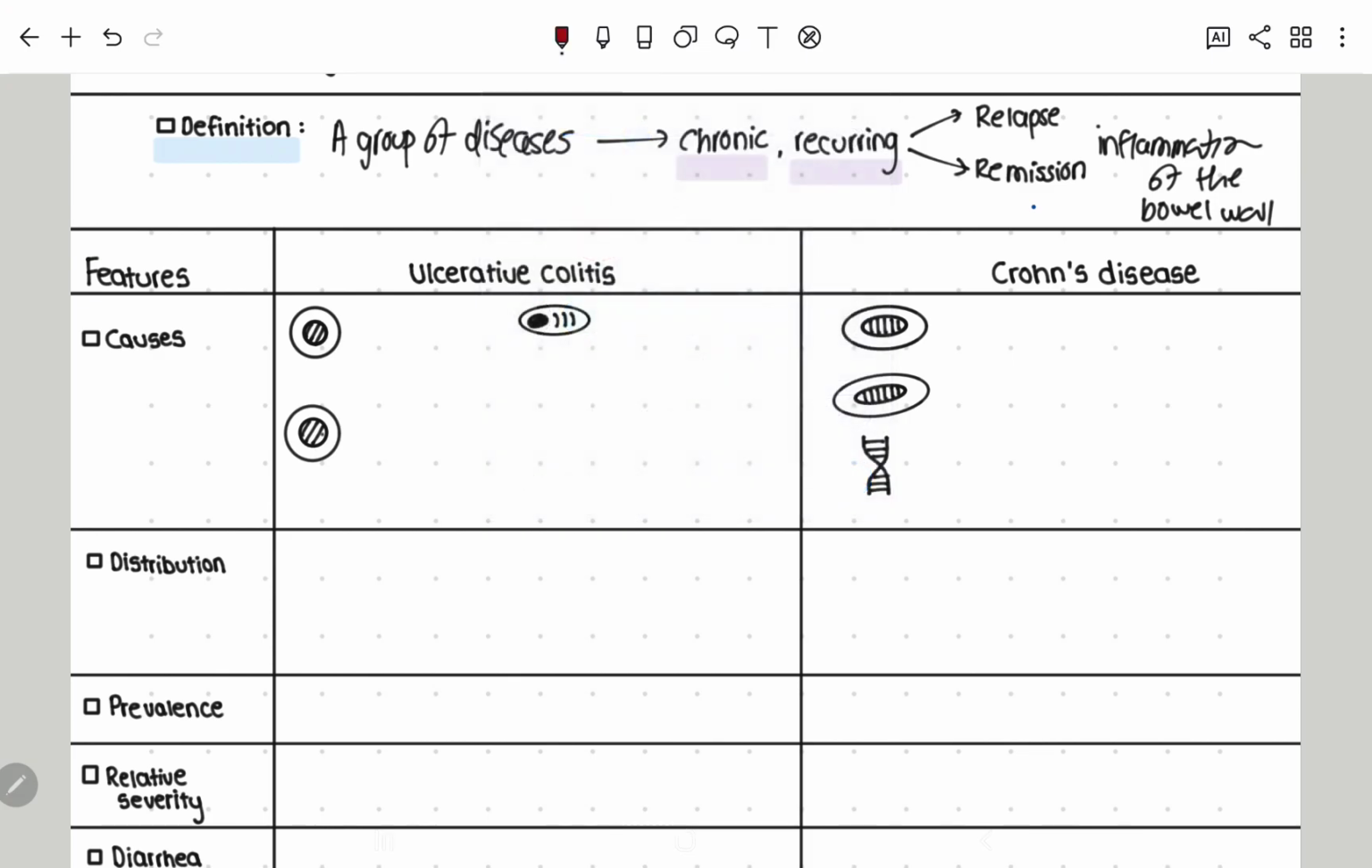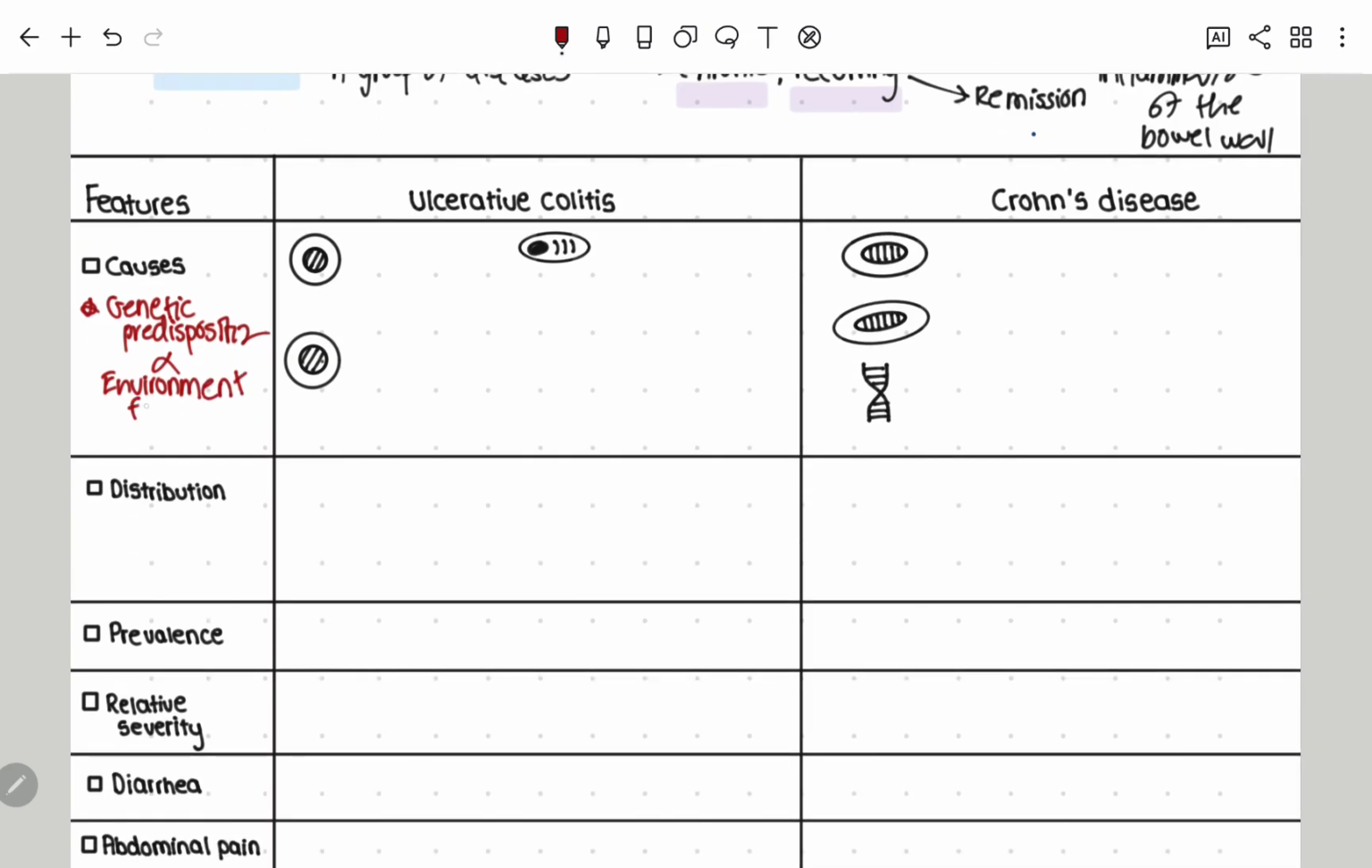So just to list down the causes, patients will have a genetic predisposition and an environmental trigger that interacts with said predisposition, and it may also involve disruptions in the regular microflora. Cool.